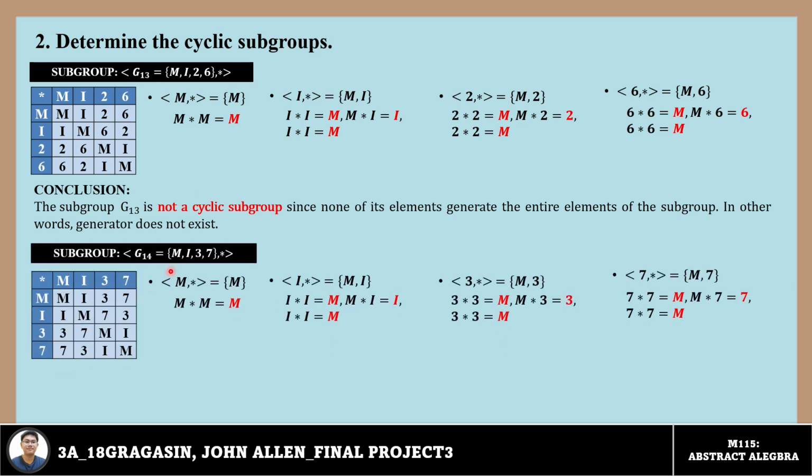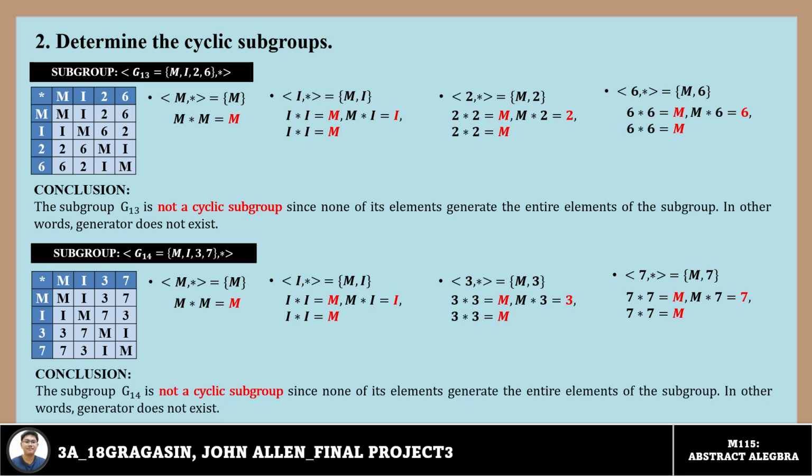And then we have G sub 14, with elements M, I, 3, 7. As you can see here, the element M, element I, element 3, and element 7 don't generate the entire elements in G sub 14. Therefore, a generator doesn't exist. And then we can conclude that G sub 14 is not a cyclic subgroup.